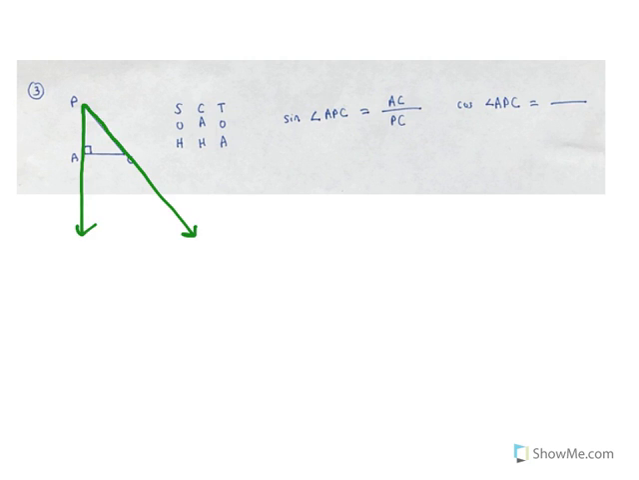And sine of an angle is the ratio of the length of the opposite side to the length of the hypotenuse. So from this acute angle APC, the opposite side would be segment AC, and the hypotenuse would be segment PC. So the length of the opposite side is the distance from A to C. The length of the hypotenuse is the distance from P to C.